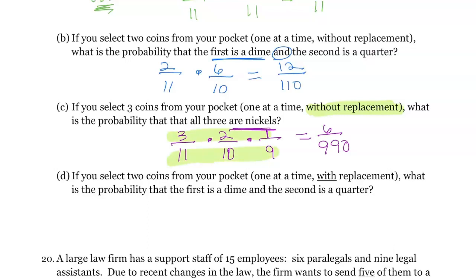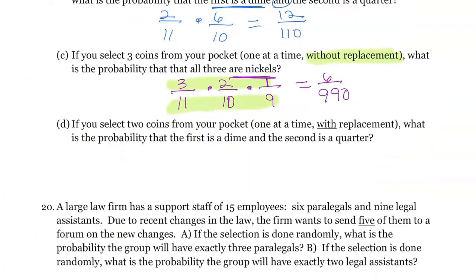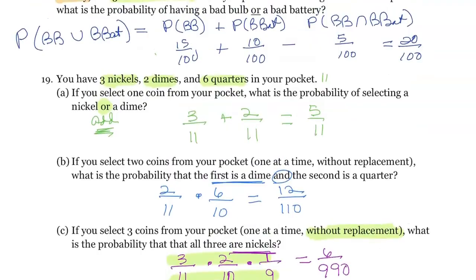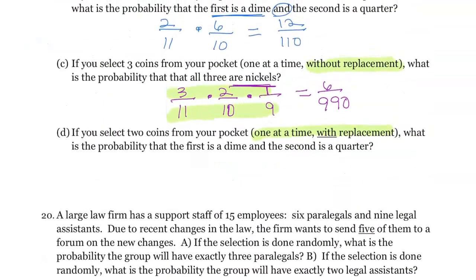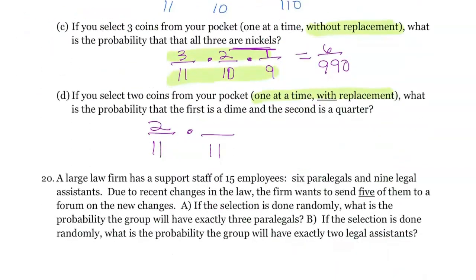Okay, if instead you select 2 coins from your pocket, one at a time, with replacement, that means that once you pick it, it goes back in your pocket. Okay, what is the probability that the first is a dime? How many dimes do I have? 2 dimes. So that would be 2 out of 11. And the second is a quarter. So I'm still out of 11 because I'm putting them back. How many quarters do I have? I have 6 quarters. So that's going to be 6. And I'm going to end up having 12 over 121.